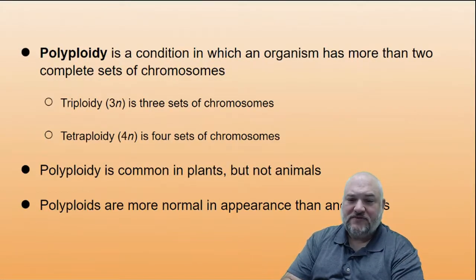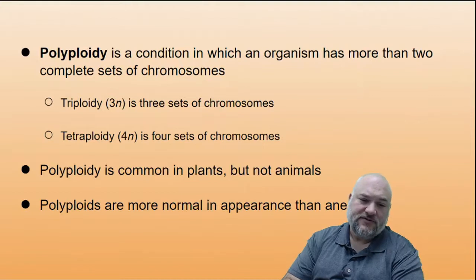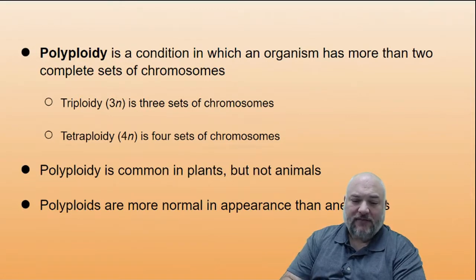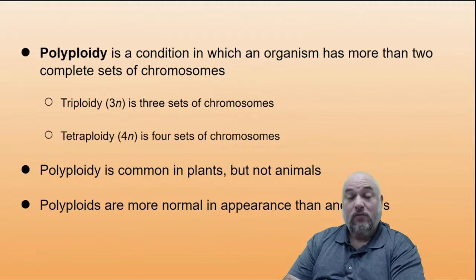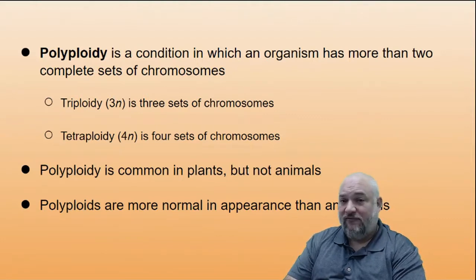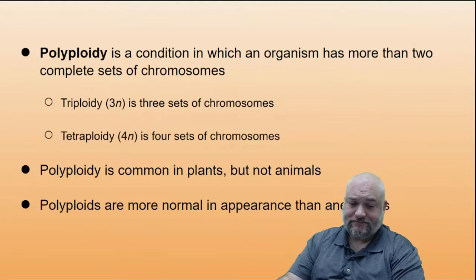Polyploidy is a condition in which an organism has more than 2 complete sets of chromosomes. Triploidy is 3N, tetraploidy is 4N. It's fairly common in plants, but not animals. And polyploids are more normal in appearance than aneuploids. They have enough genes, they just have too much of whatever protein that is. Whereas if you're an aneuploid and only have one, you're not able to make enough of that protein, and it's usually more devastating.